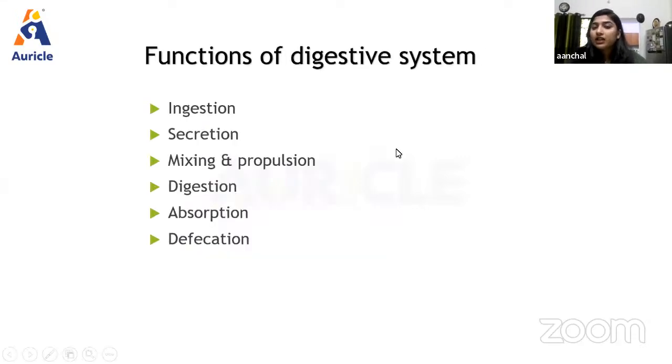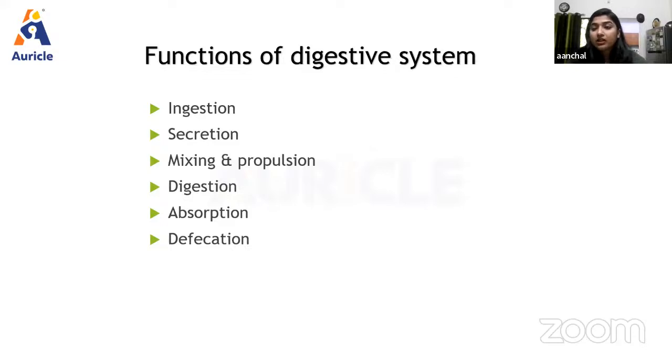Okay, now the functions of the digestive system. These steps we have already discussed. The first is ingestion, which occurs in the mouth, then secretions, for example saliva and salivary amylase, then gastric juice in the stomach, then succus entericus in the small intestine. Then mixing and propulsion, which includes the mixing of food with these juices so that digestion can occur properly. Then digestion, as we have discussed, is the digestion of substances.